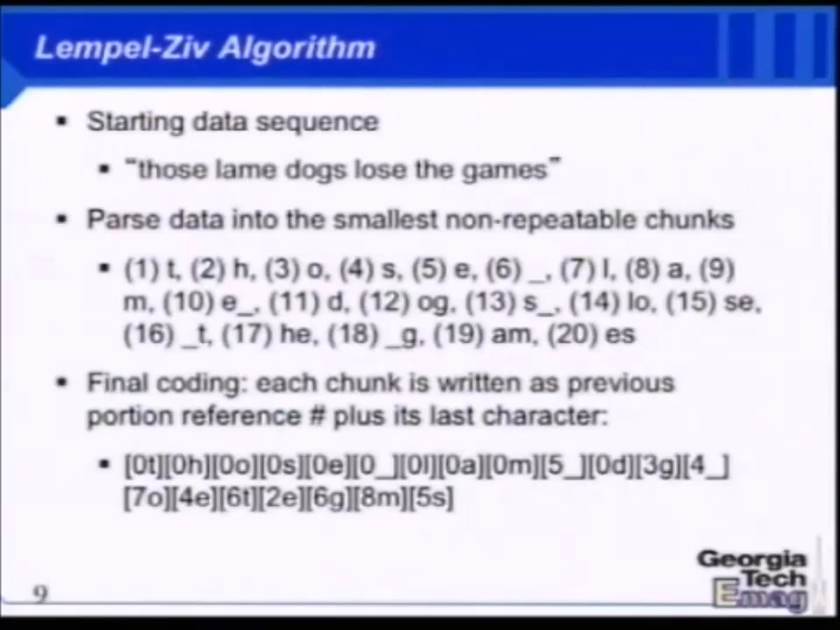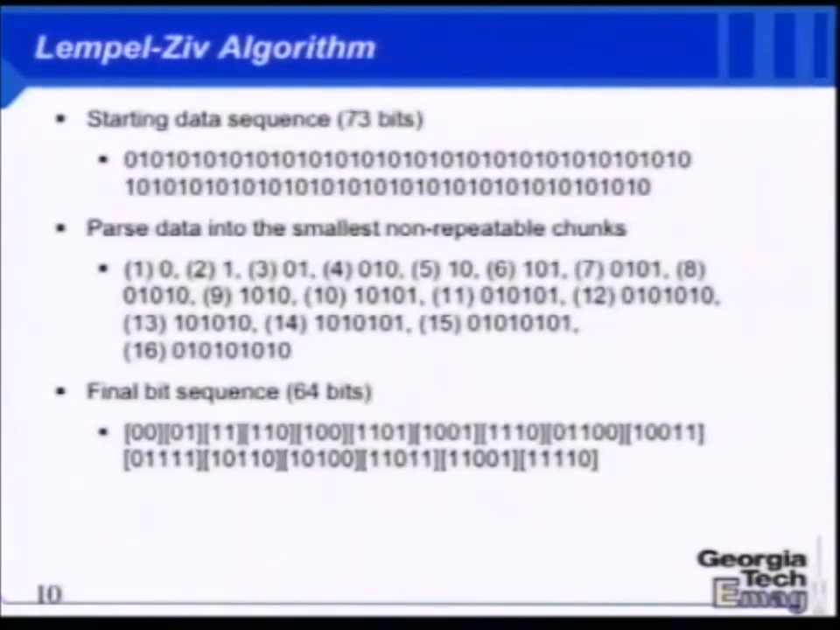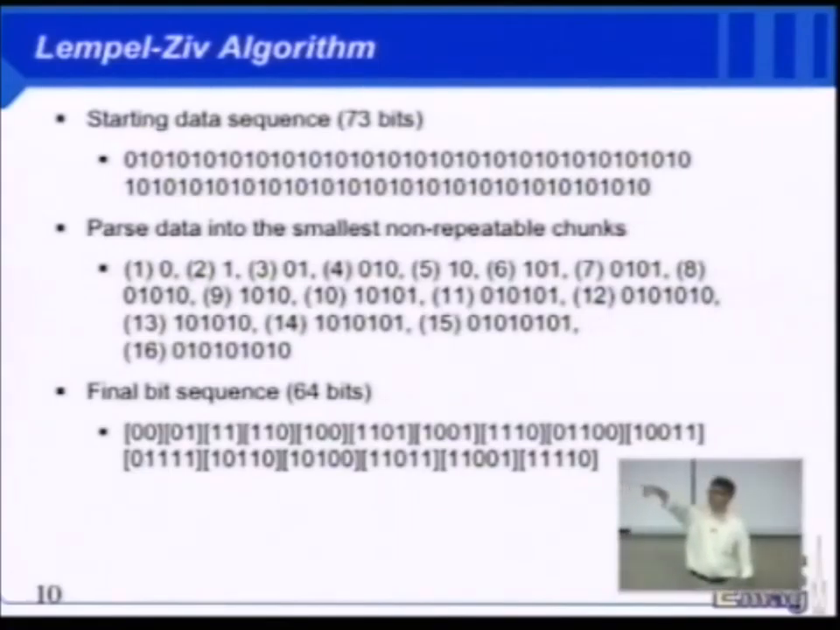To emphasize that a little more, I did a ones and zeros example of a longer sequence, and I have a very contrived sequence. I have just a square wave, a 0101011 stream of 73 bits.